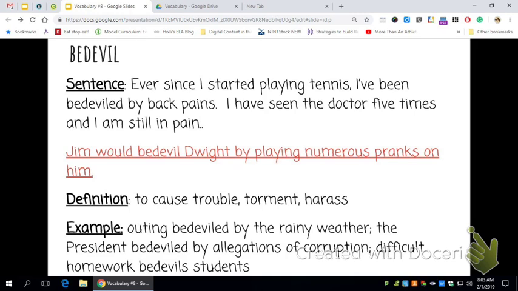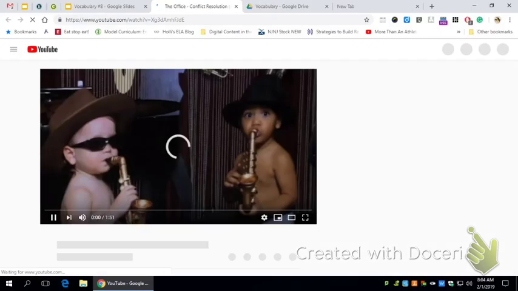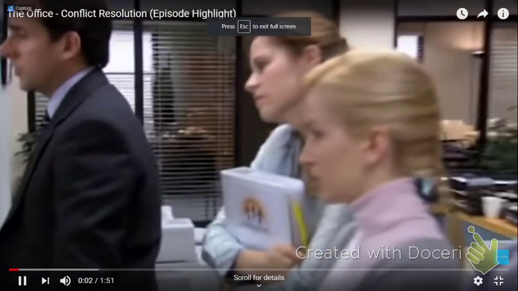Give me an example. Okay, so the word is indignation. So the sentence, here's an example, I guess I have another. Okay, so this is the disputed poster.